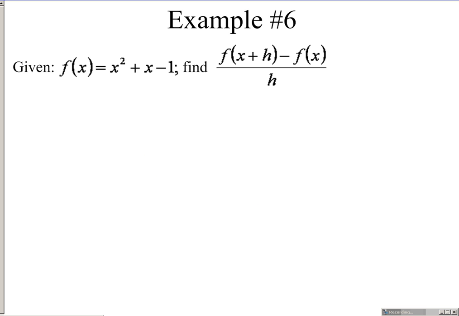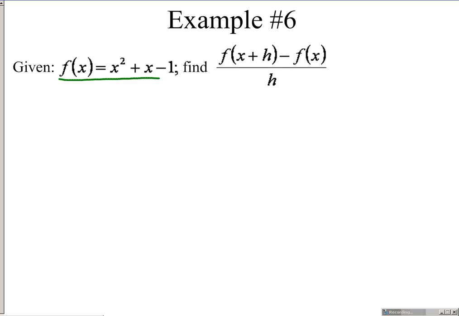Number 6. It's really a review of what we did yesterday with function notation. f of x is equal to x squared plus x minus 1. So there's our function. We want to find f of x plus h, subtract f of x, and divide the whole thing by h. This will be one of the most missed problems on the Chapter 1 test, and there will be one similar to this on the test. Many of you are going to get this wrong, so make sure you know how to do this problem because there will be one just like this on the test.